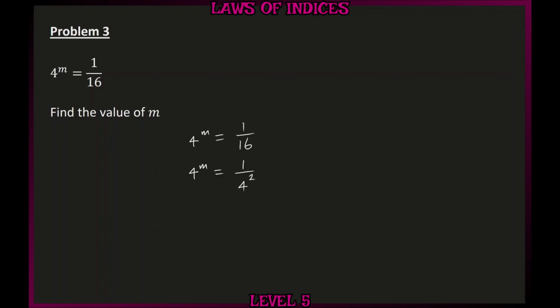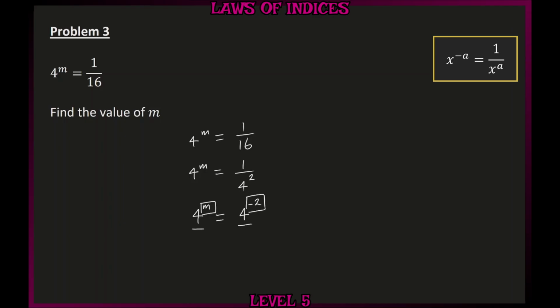Now the right-hand side of the equation can be rewritten using this law, and 1 over 4 squared becomes 4 to the power of minus 2. The left-hand side is still 4 to the power of m. Now that we have the same base on both sides of the equation, which is 4, we can say that the powers must be equal to each other. This means that m must be equal to minus 2, and this is our final answer for problem 3.